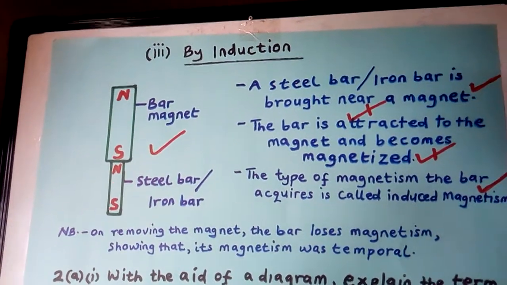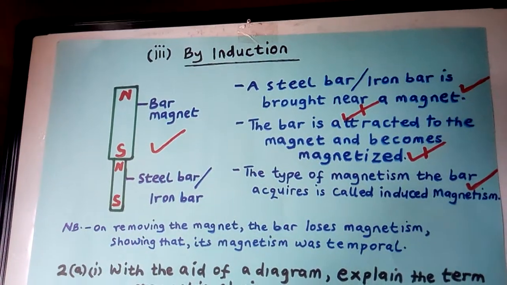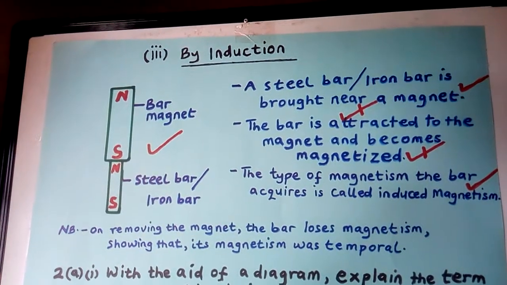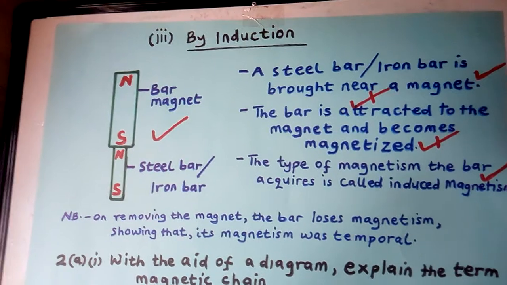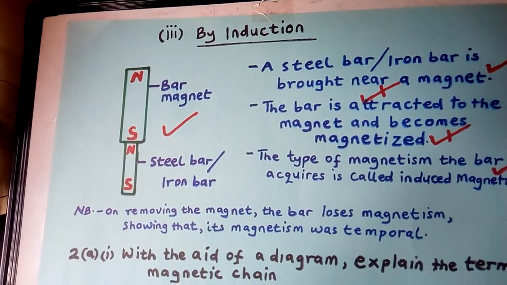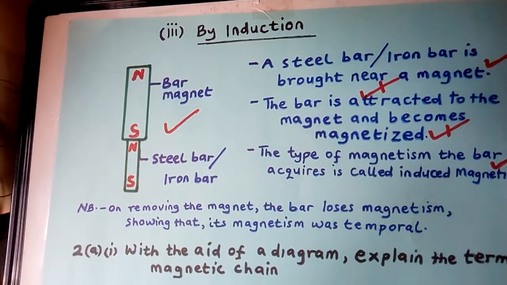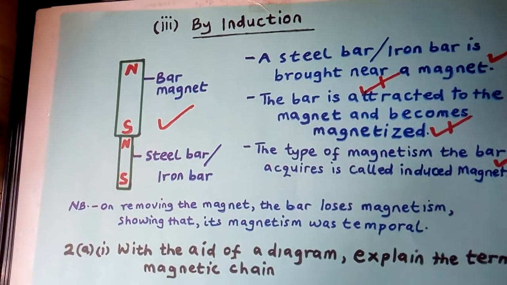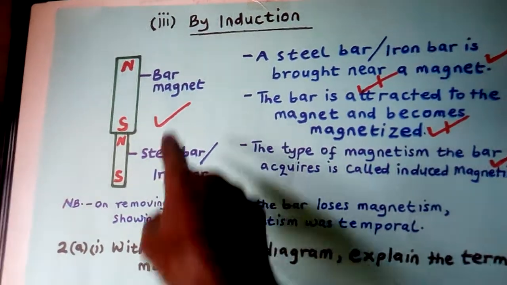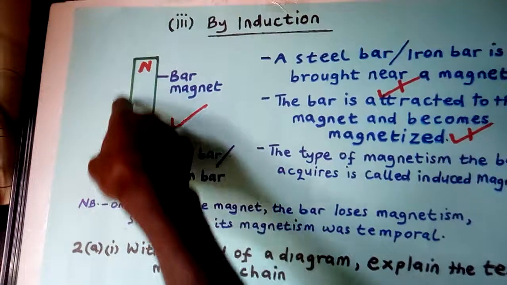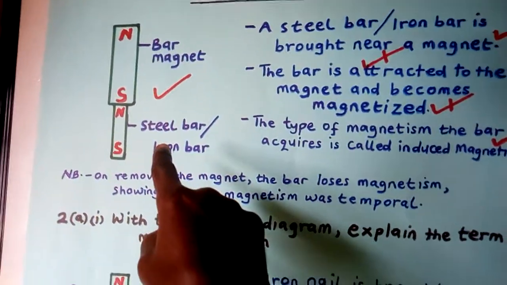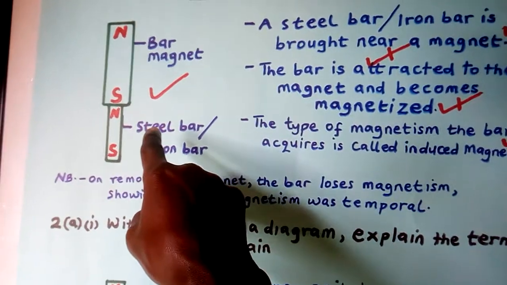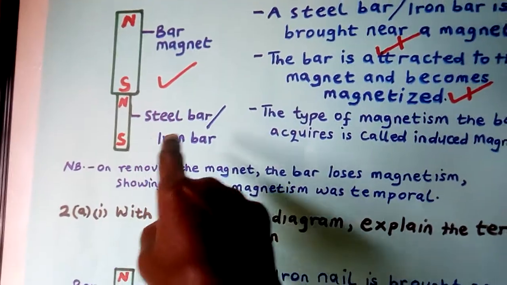The third way of making magnets, another way of magnetizing a magnet, is by induction. Now, when you bring a magnetic material like iron or steel, you see this diagram. If this is a magnet, it has north and south. Then you bring a magnetic material. It can be steel, a steel bar, it can be an iron bar.